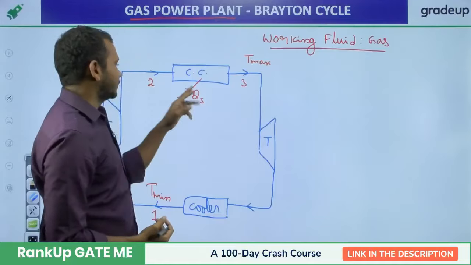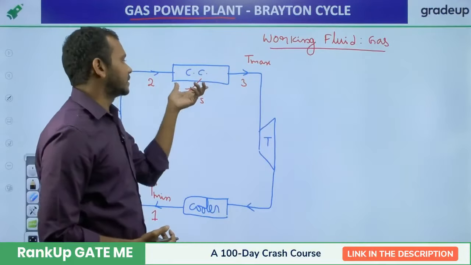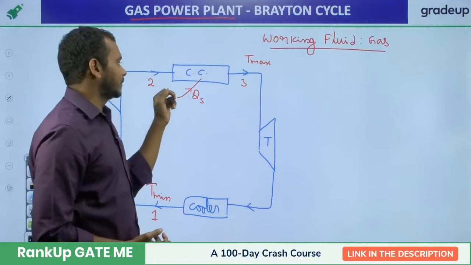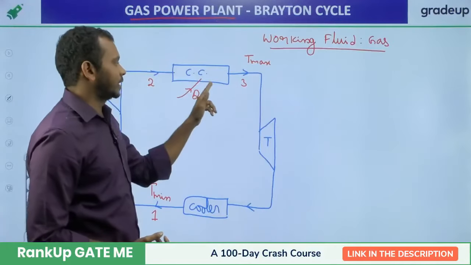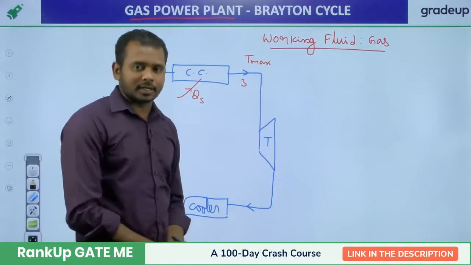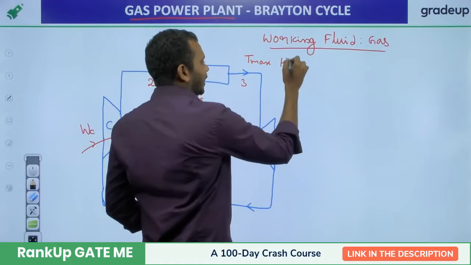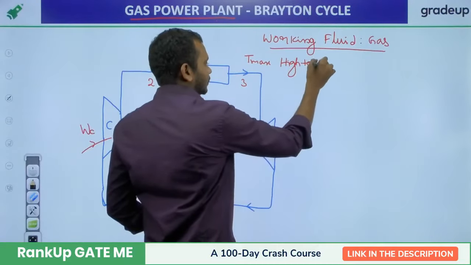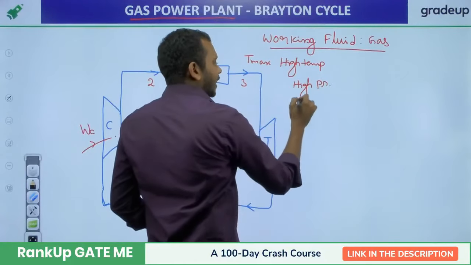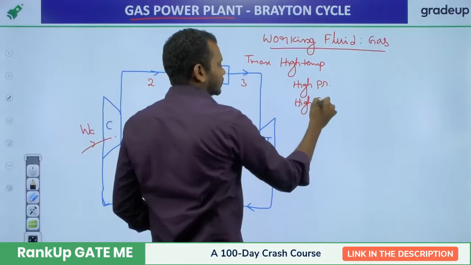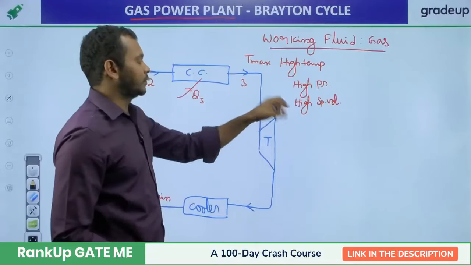Of course, while absorbing the heat, we maintain constant pressure, because the combustion chamber is a heat exchanger, and in heat exchangers we maintain constant pressure. At constant pressure, it absorbs heat in order to reach the maximum temperature of the cycle. So at point 3, we see high temperature, high pressure, high specific volume gas.